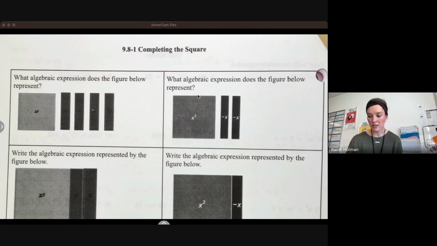Welcome. In this video, we're going to look at completing the square with algebra tiles. So we're going to start by looking at how can we make some squares with our algebra tiles.